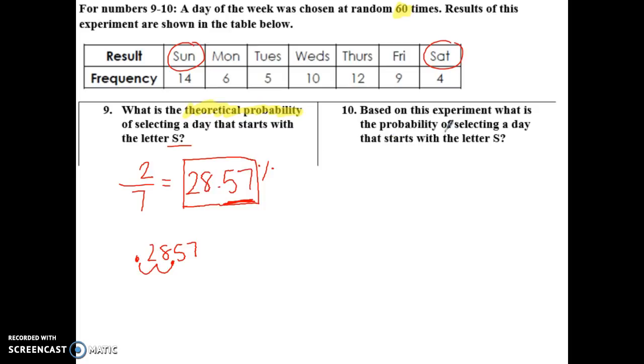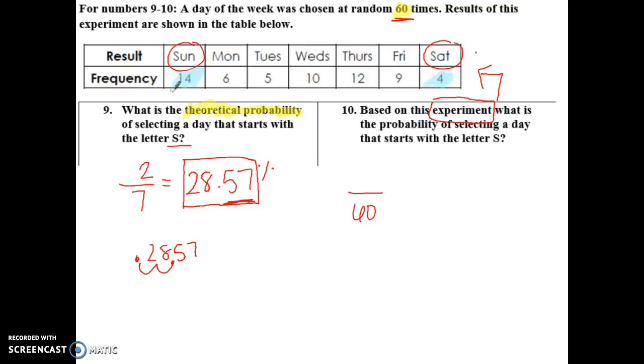For number 10, it says based on this experiment. Once it says that, of course, we are going to be using all of these numbers. This is experimental probability. Theoretical, that's in theory, 1 out of 7. However, this is now 1 out of 60 times because it says based on the experiment. So I'm going to write out of 60 because I know this is experimental probability. What is the probability of selecting a day that starts with the letter S? We're going to get 2 different answers despite them looking really similar.